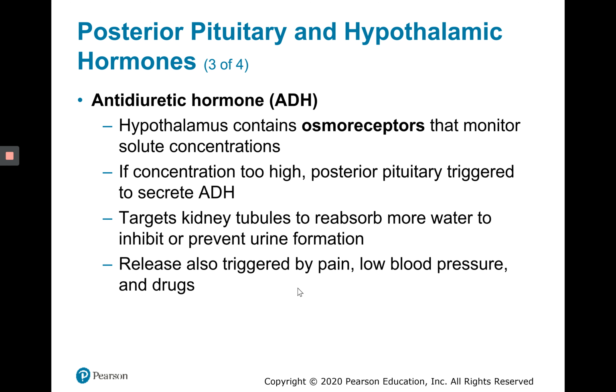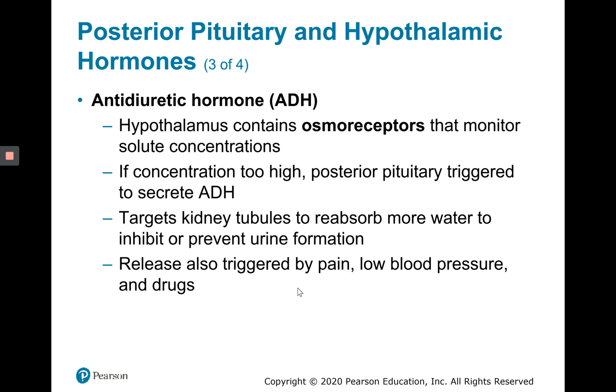There's antidiuretic hormone, which is abbreviated ADH, and it's going to act on osmoreceptors in the hypothalamus, and those are found in the hypothalamus and monitor solute concentration. So if the concentration of solute is too high, those hypothalamic neurons are going to tell the posterior pituitary to secrete ADH from those axon terminals.